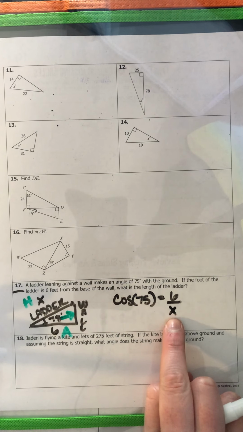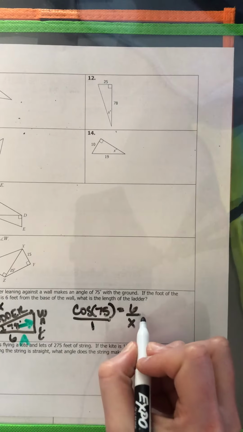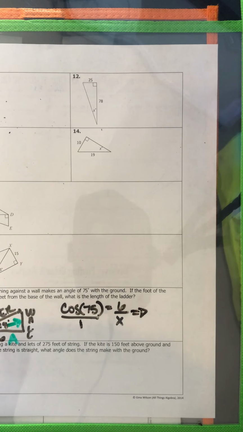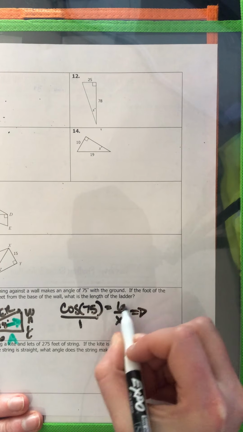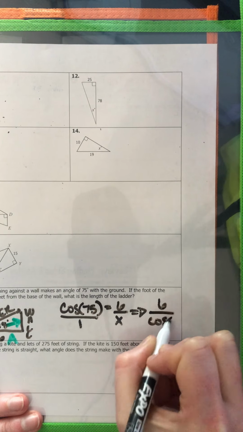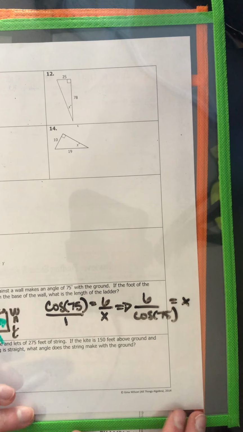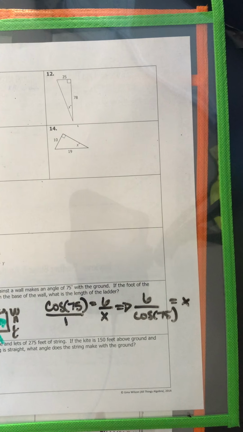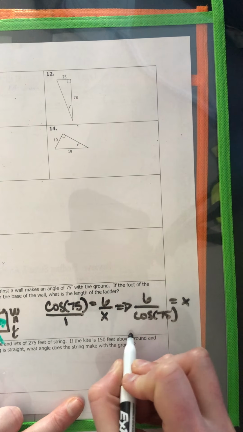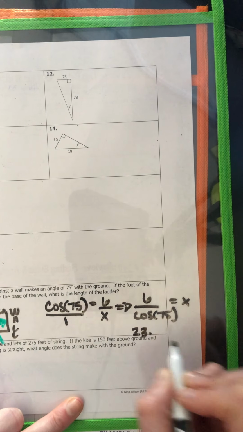We're finding a side now. So it's like your homework that was due today. So we put this over 1. I would cross multiply. But since I see that x is on the bottom, I'm going to take the constant divided by the trig function. And that will give me x. So if we do 6 divided by cosine of 75, you get 23.2 feet.